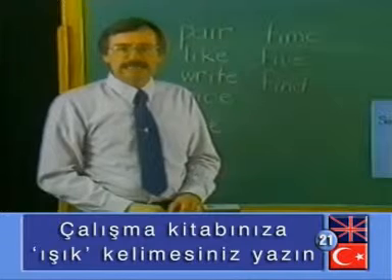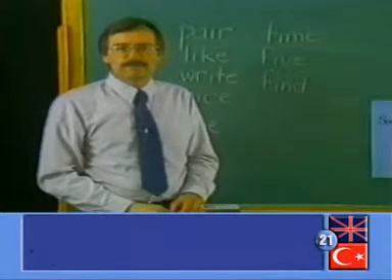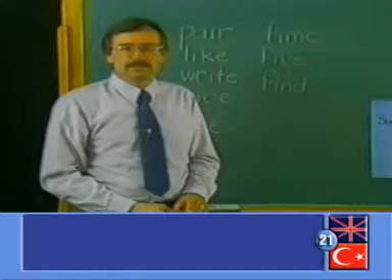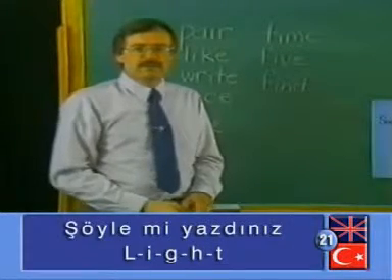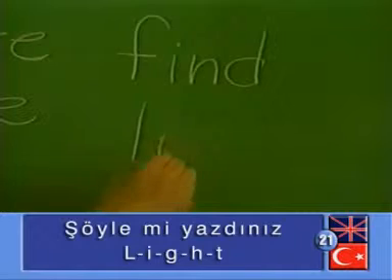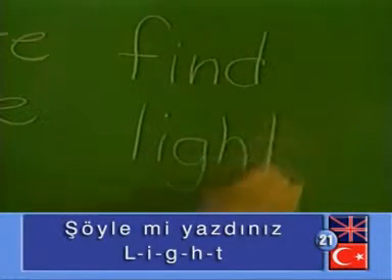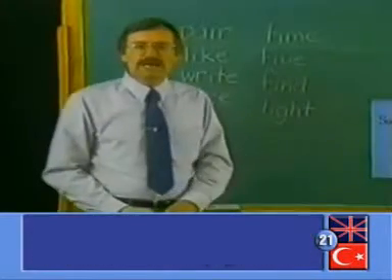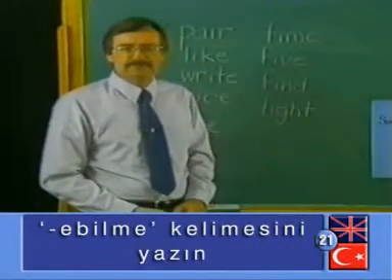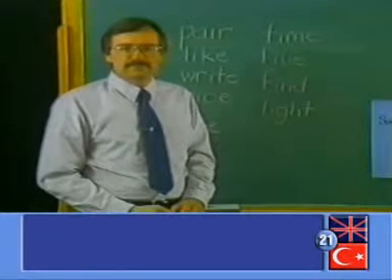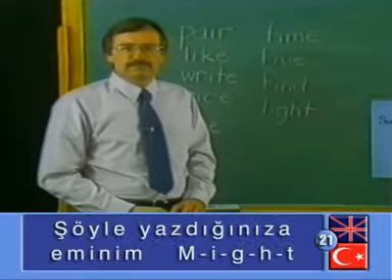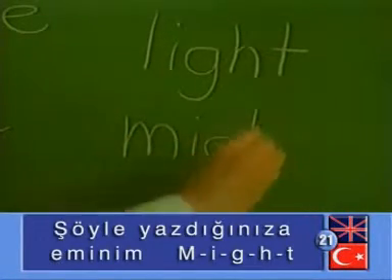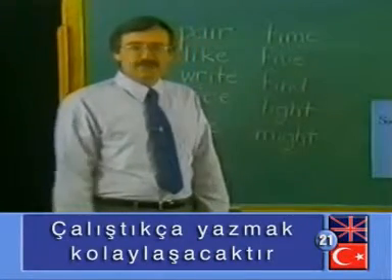Write the word light in the workbook. Good. It's a tricky one. L-I-G-H-T. Light. But if you can write light, the last word should be easy. Write the word might. I'll bet you wrote M-I-G-H-T. Might. As you practice, the writing gets easier and easier.